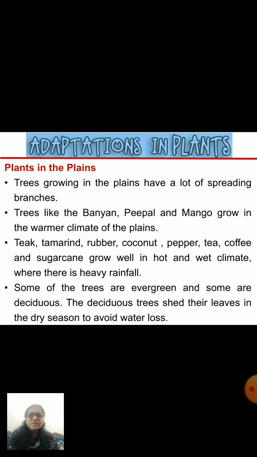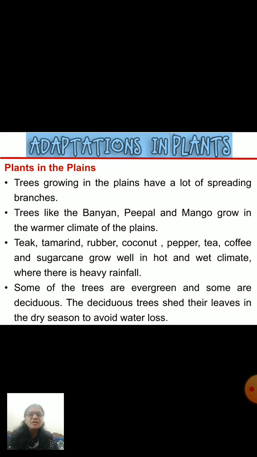You know, deciduous and evergreen, I had also told you about these in the plants in hills. Evergreen plants are those which do not shed their leaves at the same time, so they look green always throughout the year. They look green, and so they are called evergreen trees. While deciduous trees shed their leaves in one season, and in another season they grow the leaves. Here the deciduous trees shed their leaves in the dry season to avoid water loss.